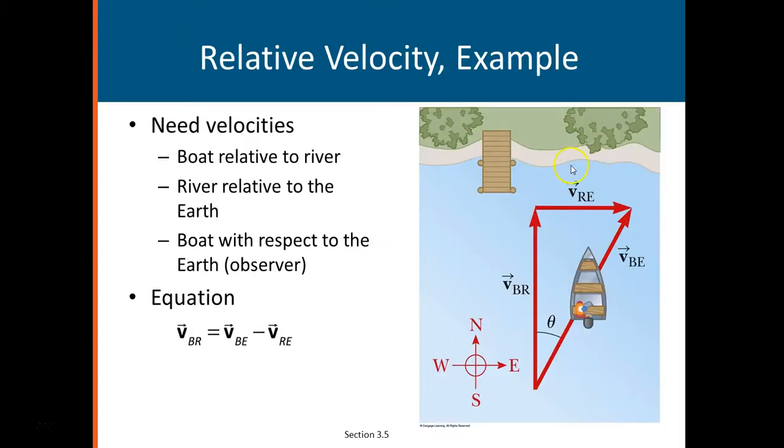So this is just one example. If we wanted to know the velocity of the boat relative to the river, then we would take the velocity of the boat relative to the Earth and the velocity of the river relative to the Earth, right? Then plug those in and subtract the velocity of the river relative to Earth from the velocity of the boat relative to the Earth, and that would give us the velocity of the boat relative to the river. It's a lot of moving around with these variables, but if you just label them and plug them into these equations, it's not that bad.